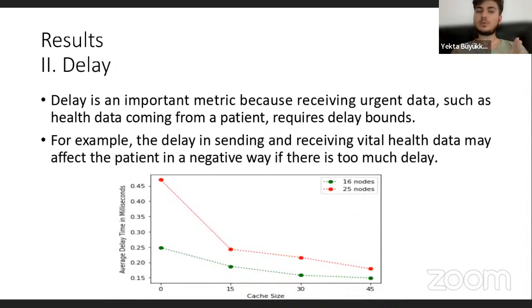Delay time is a very important metric, because receiving urgent data such as health data coming from a patient requires a delay bound, and this is very important. For example, the delay in sending and receiving vital health data might affect the patient in a negative way if there is too much delay. So this was a very important aspect of our results.